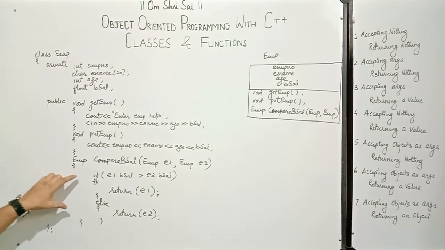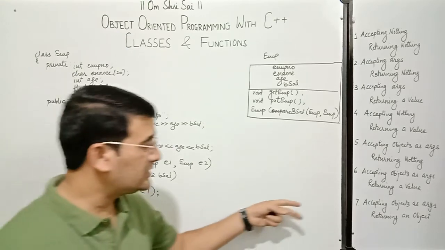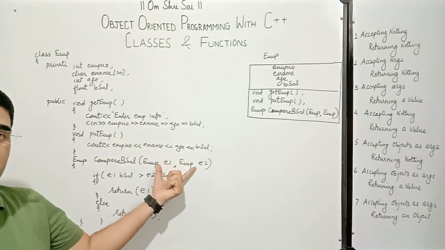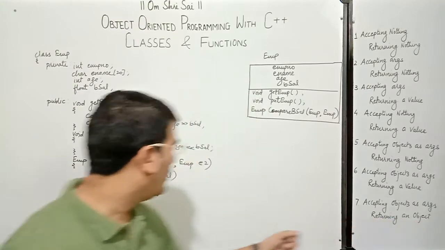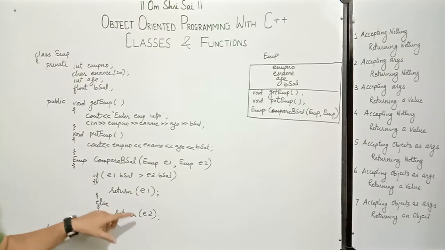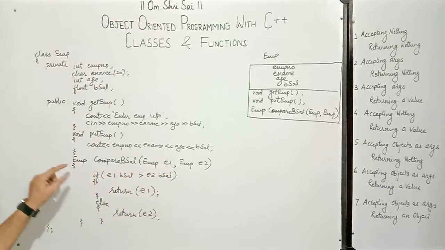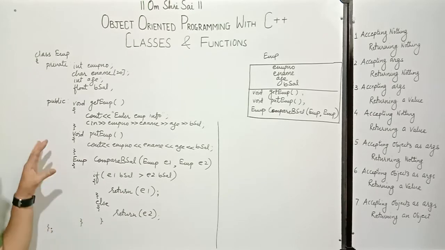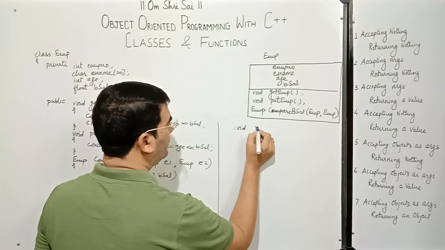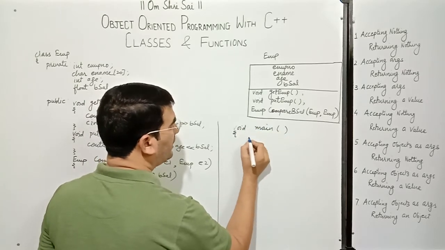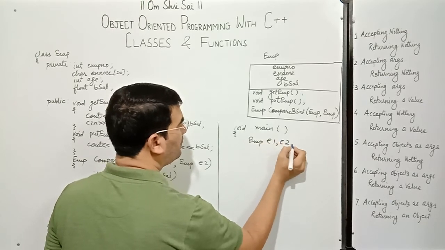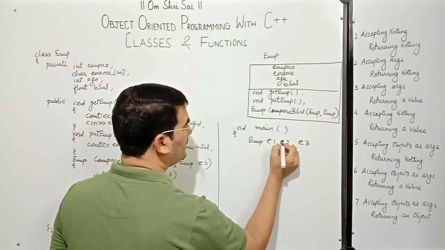So this is the simple function which belongs to this category, that is function accepting objects as argument and returning an object. This function is returning either E1 or E2, which is actually the object of EMP class, and hence the return type will be EMP. So now we have to use this class in main. Let us define the main function, void main. First of all, we will have to create two EMP objects which are to be compared, so E1 and E2, but we will need another object E3. Why?